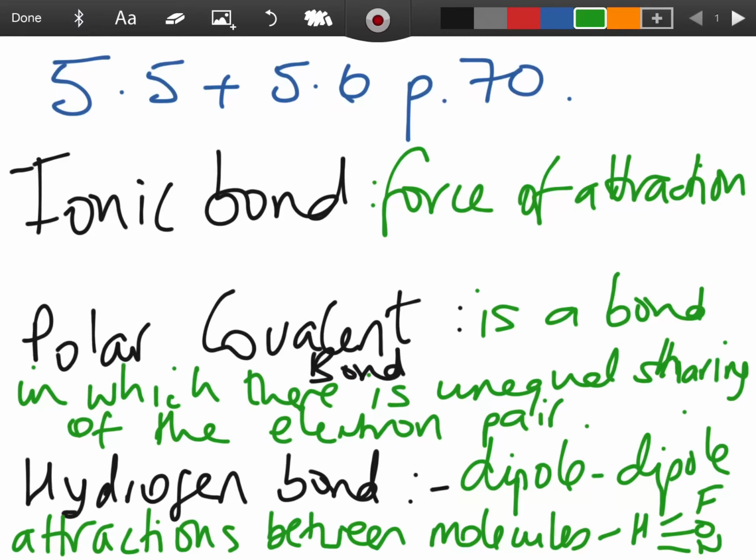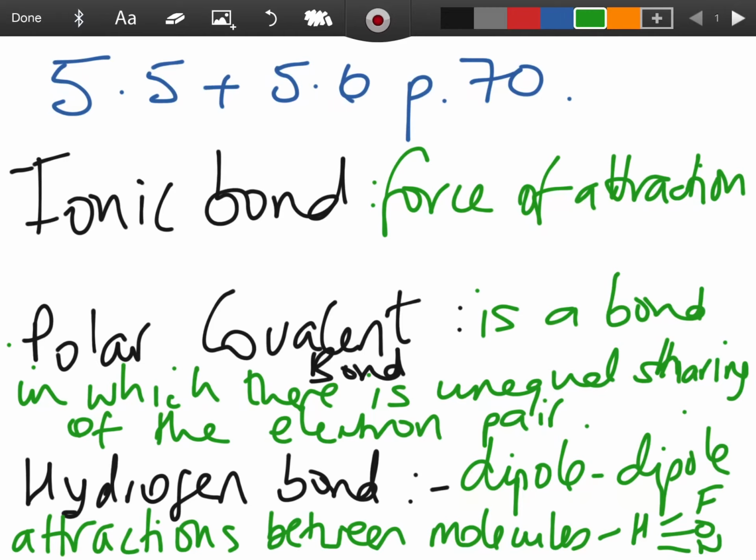In this video, I just wanted to run through the solutions of 5.5 and 5.6 on page 70 of your textbook. So the first question asks you to define three types of bonds. Ionic bond, now that's a junior cert definition. So ionic bond is the force of attraction between oppositely charged ions in a compound, okay?